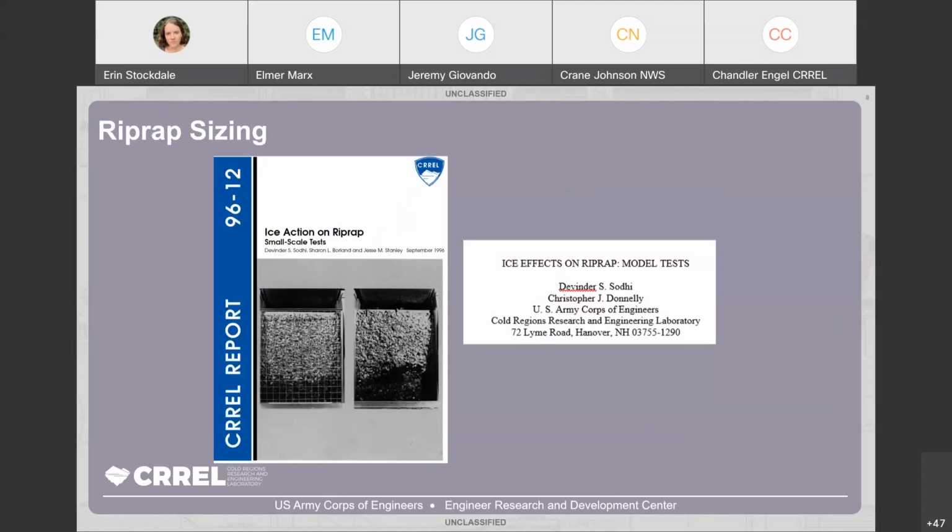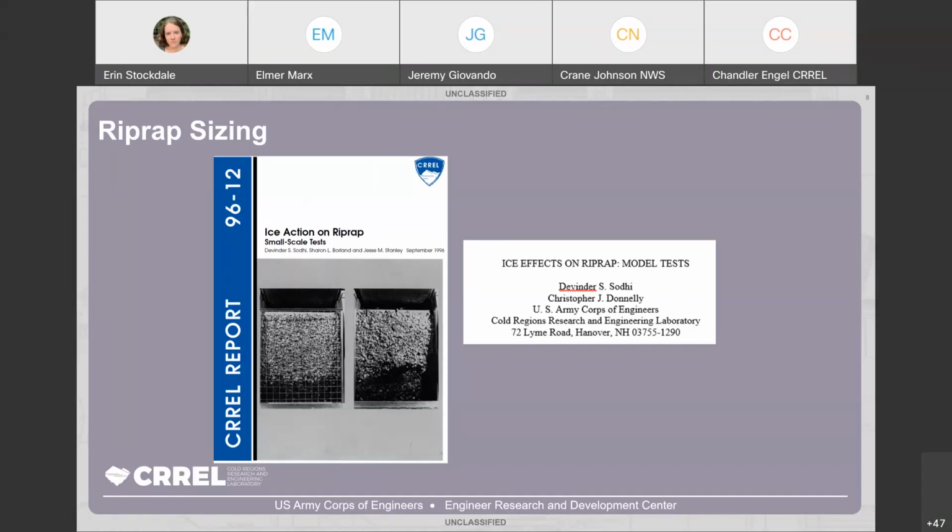So, riprap sizing. This is one that we get pulled in to answer questions on all the time, and I think for two reasons. One, because CRREL did probably some of the foundational work on this, as you can see in a couple of the reports here. And two, because people just have a really hard time believing when we tell them how large a stone they need to protect against ice plucking. And so sometimes they want to ask us firsthand if that's real.